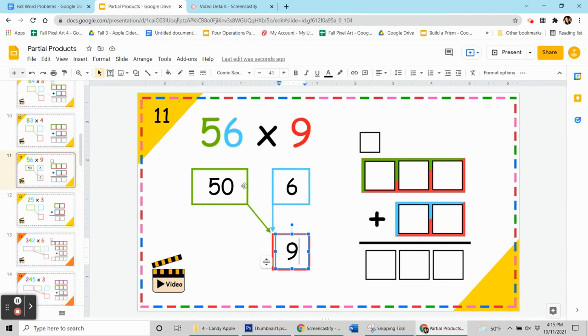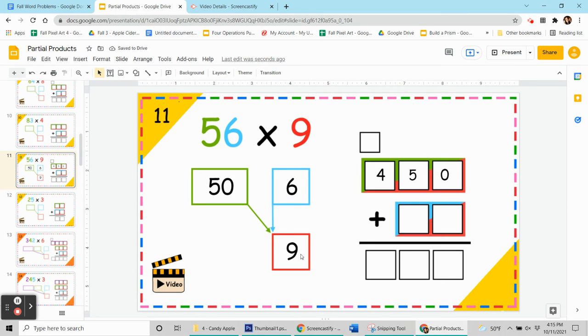50 times 9. Anytime you're multiplying something with a 0, forget that it's there for a sec. 5 times 9, and then put the 0 back in. So 5 times 9 is 45. And then we put the 0 at the end. Therefore, 50 times 9 is 450. Then we'll come over here and do 6 times 9. 6 times 9 is 54.